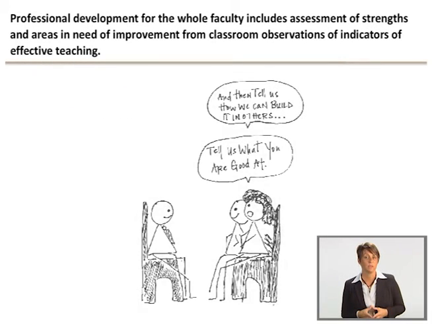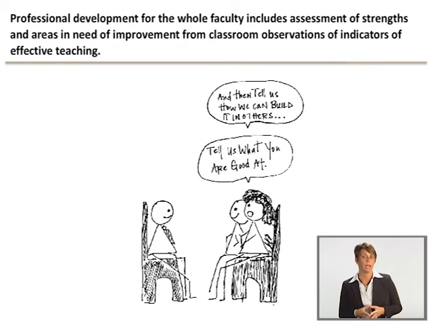Remember the classroom observations that were completed, aggregated, and provided to the leadership team to identify areas of strength and weaknesses across the faculty? Professional development for the whole faculty includes assessment of strengths and areas in need of improvement from classroom observations of indicators of effective teaching.